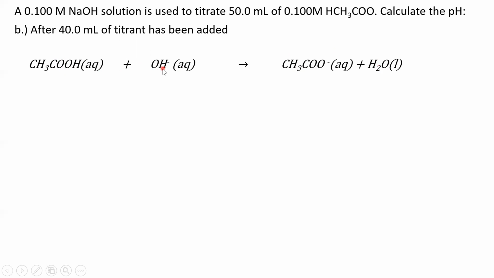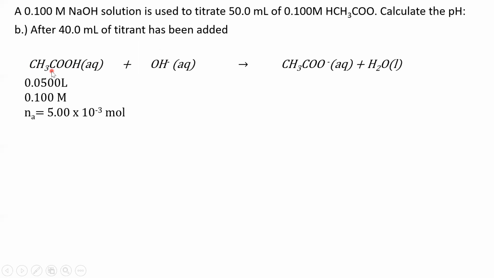Strong bases react to completion. So we have the arrow in one direction. So we have to figure out what our limiting reactant is. Now, the acetic acid was in one solution and the sodium hydroxide was in another solution. So we can't compare them with respect to molarities because they're in different volumes. We have to figure out moles.